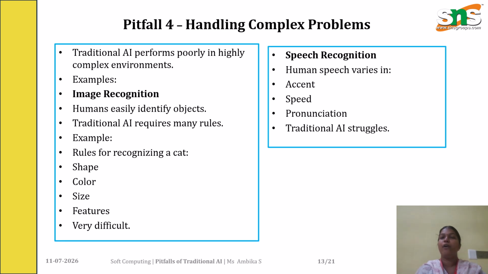Next pitfall is handling complex problems. Traditional AI performs poorly in highly complex environments. Example, image recognition. Humans easily identify objects, but traditional AI requires many rules. For recognizing a cat, it should know the shape, color, size, features, etc. So it is very difficult. If you consider speech recognition, human speech may vary in accent, speed, and pronunciation. In this case, traditional AI cannot predict correctly.